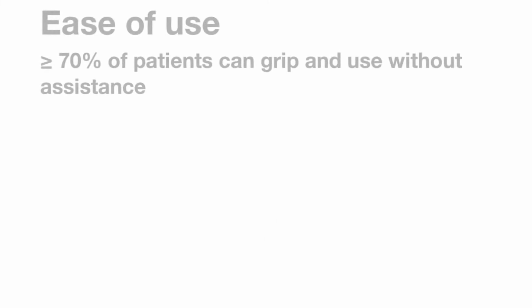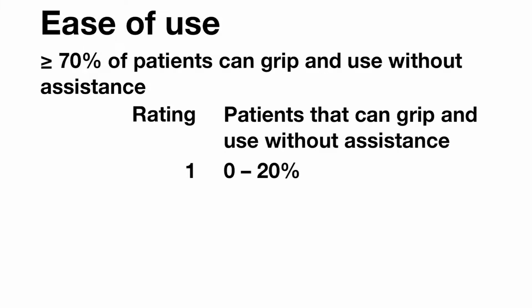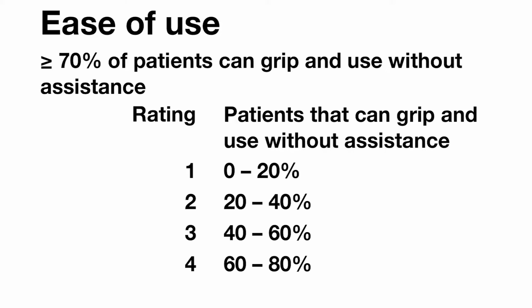For ease of use, we've set the design criteria that greater than or equal to 70% of pediatric patients with arthrogryposis can grip and use the device without assistance. We've taken the range of 0 to 100% and split that up into increments of 20, such that for rating 1, we have 0 to 20% of pediatric patients can use and grip the device. For rating 2, 20 to 40%, rating 3, 40 to 60%, rating 4, 60 to 80%, and finally, rating 5, 80 to 100%.